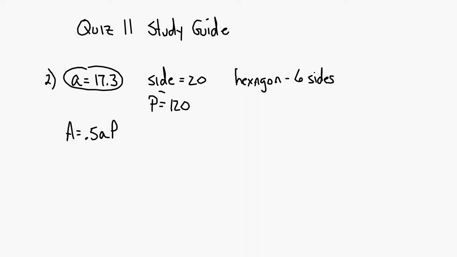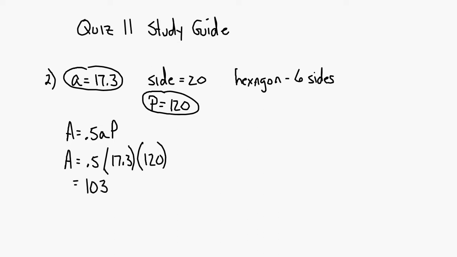So now it's just plug stuff in. The area is going to equal 0.5 times the apothem, 17.3, times the perimeter, 120. That's 0.5 times 17.3 times 120, which is 1,038. The dimensions are in centimeters, so this is going to be square centimeters.